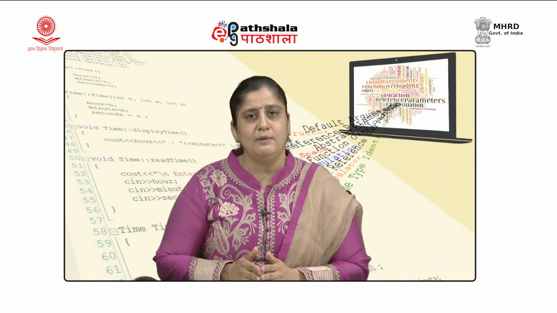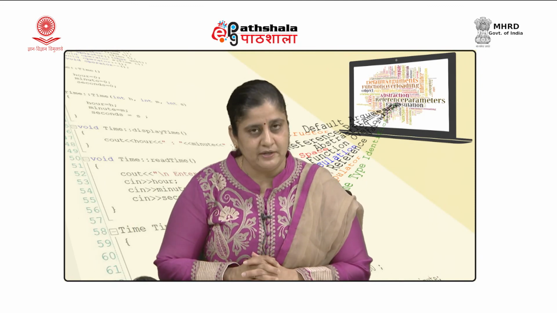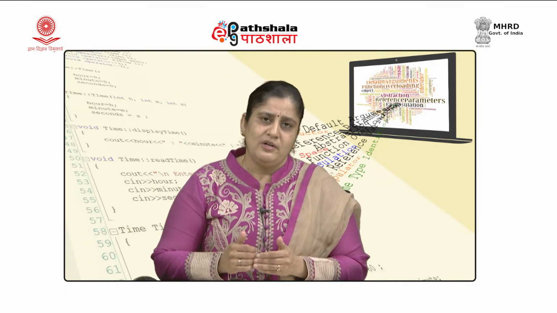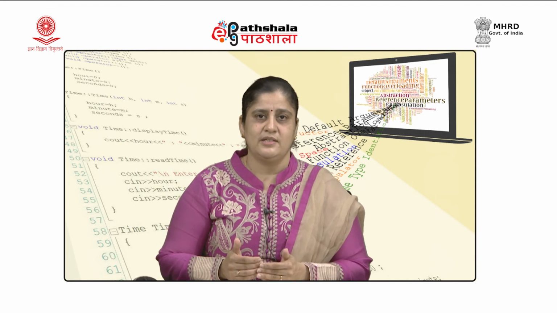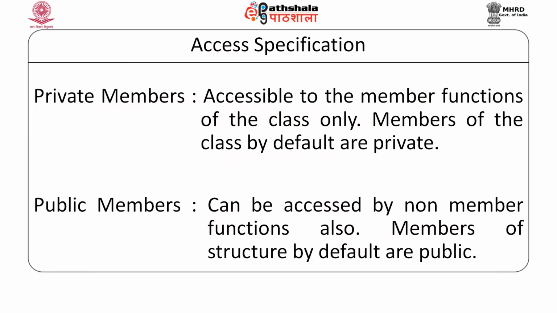Right now, in this module, we will talk about only two access specifications, private and public. Protected we will discuss in the later modules. Now, first of all, let us understand what this access specification actually means. Well, a private member is accessible to the member functions of the class only.